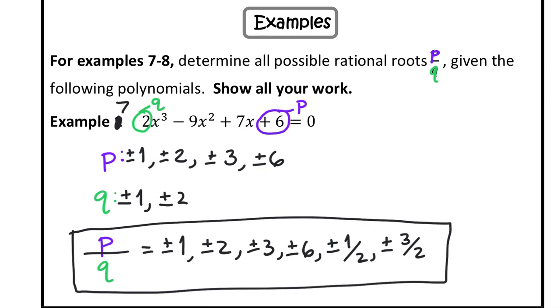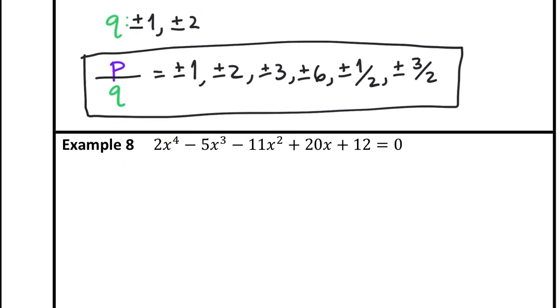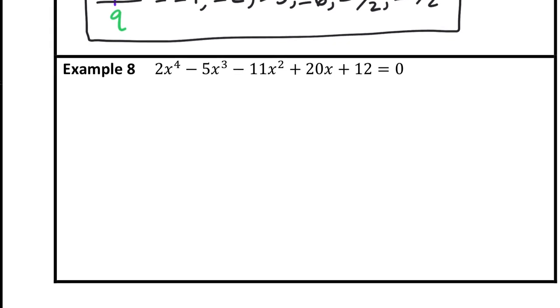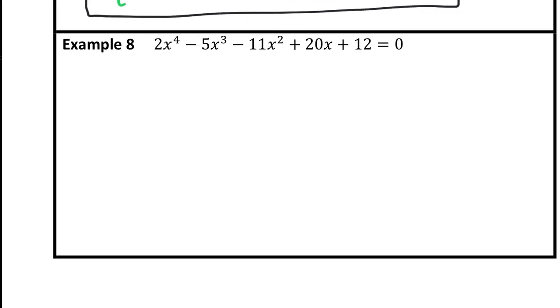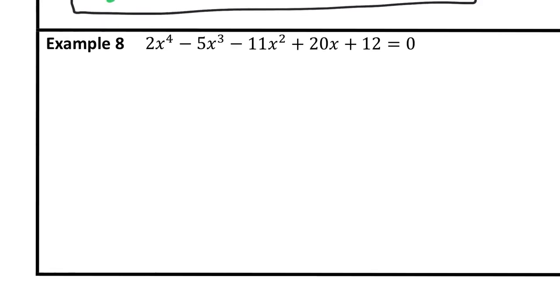All right, so let's look at the last example here, number 8. One more p over q situation. Okay, so again, remember the p term is the term without an x, so usually the last term. So p is here. And q is the term with the largest power or exponent. So x to the power 4 is the largest. So the number in front is 2, so this is my q.